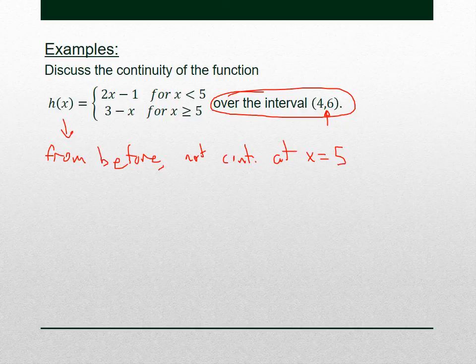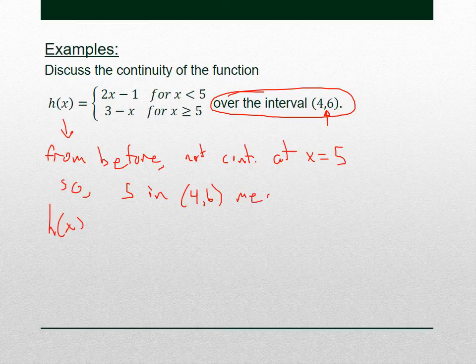and so it's not continuous on the interval. Right? So we would say here h of x, since it's not continuous at 5, and 5 is in the interval from 4 to 6, that means that h of x is not continuous on this interval from 4 to 6. Right, so again, to be continuous on an interval means you're continuous at every x value in that interval. So since we're not continuous at x equals 5, we're not continuous on the interval from 4 to 6, or any other interval that contains x equals 5.